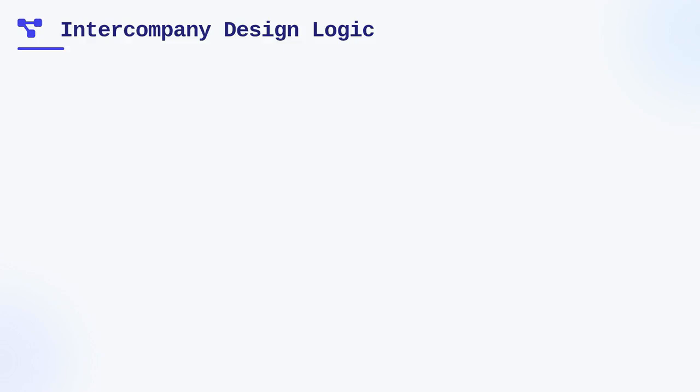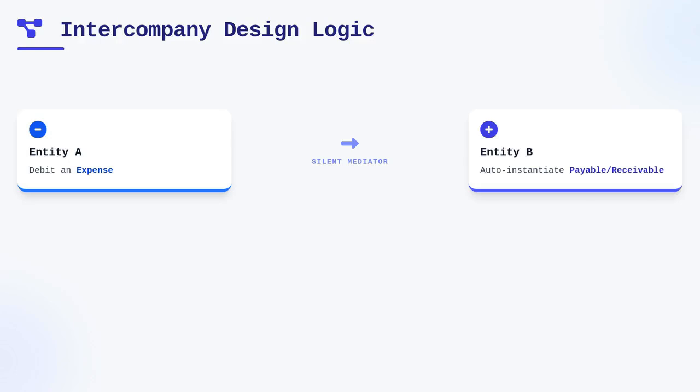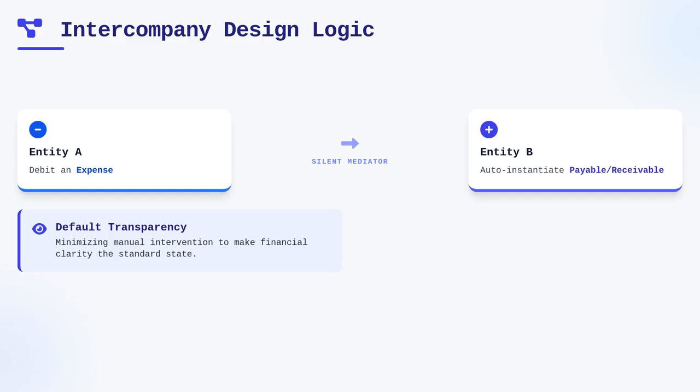When we observe these patterns in operation, the brilliance of the design becomes apparent. The system acts as a silent mediator, ensuring that if you debit an expense in one entity, a corresponding payable or receivable is correctly instantiated elsewhere. By minimizing manual intervention, we create a system where financial transparency is the default state rather than an elusive goal.